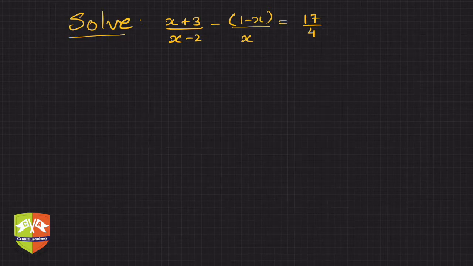Okay, so in this question, it's been given that (x + 3)/(x − 2) − (1 − x)/x = 17/4. By no means does it look like a quadratic equation, but it can be reduced to one. It is not a quadratic equation in this form, because the degree is not 2. First of all, it's not a polynomial itself, so the degree is not defined here.